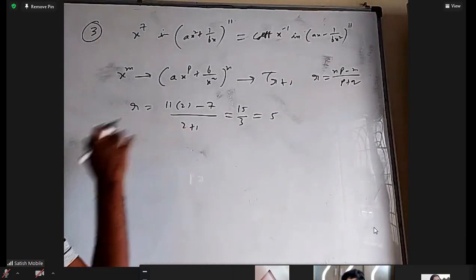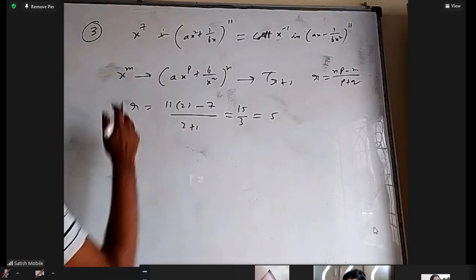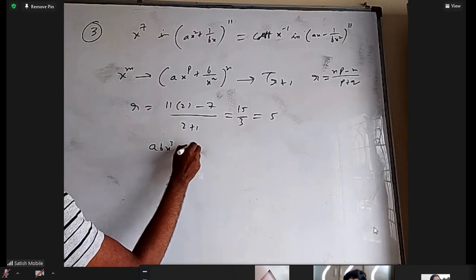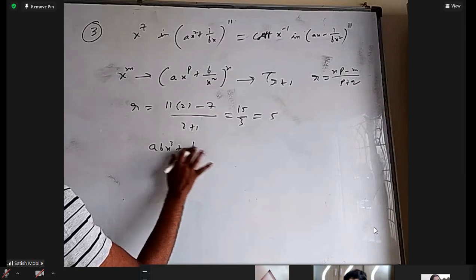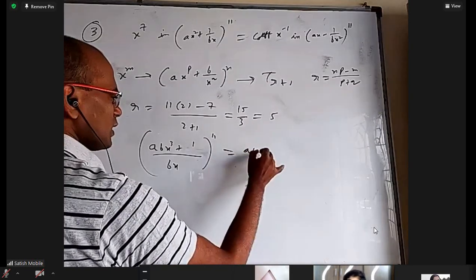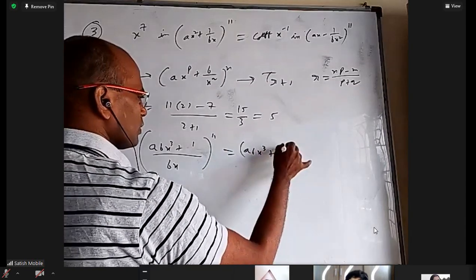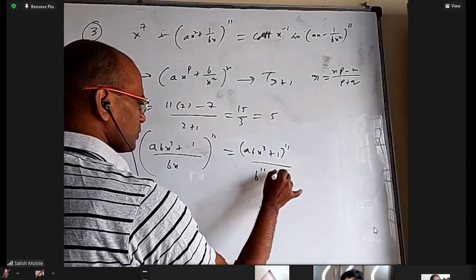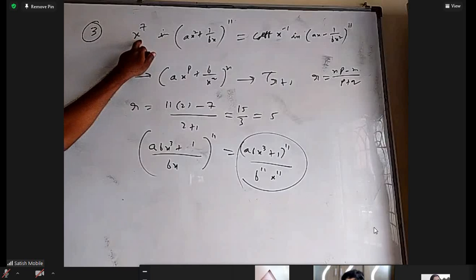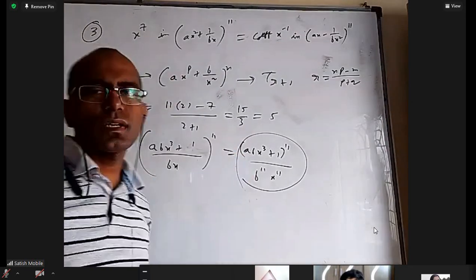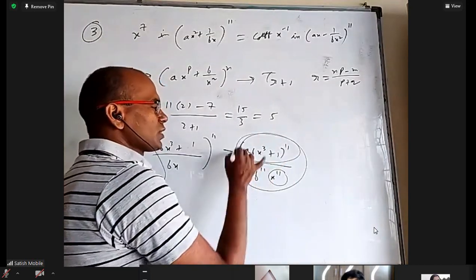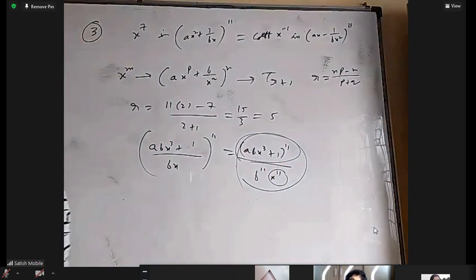Now, another way also I'll tell you is you take the LCM here. You will get (abx cube plus 1) whole by bx, whole power 11. That is (abx cube plus 1) whole power 11 by b power 11 x power 11. In this total, I wanted the x power 7 coefficient. Means in the numerator, already x power 11 is there. So the coefficient of which x power do I have to find? Anybody want to tell?